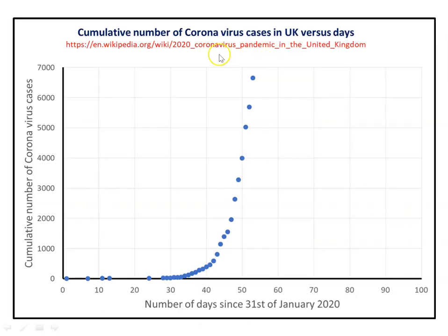All right, let's plot this. When we plot this, we have day across the bottom since the 31st of January and up the side the cumulative number of coronavirus cases. So this is the total number of people who have been infected. By the 23rd of March, we have this number here, which is 6,650.